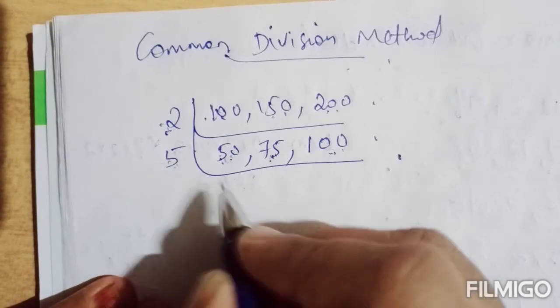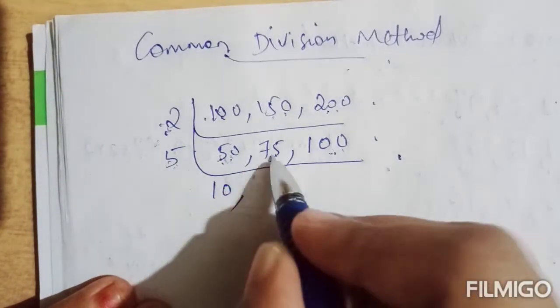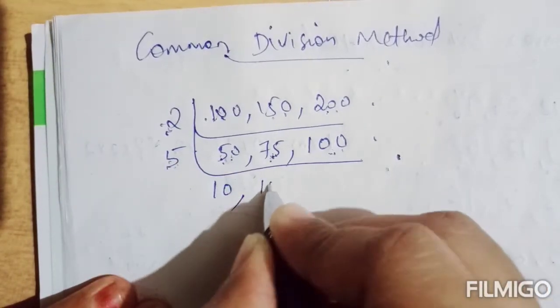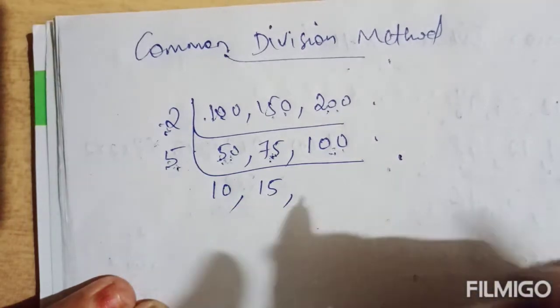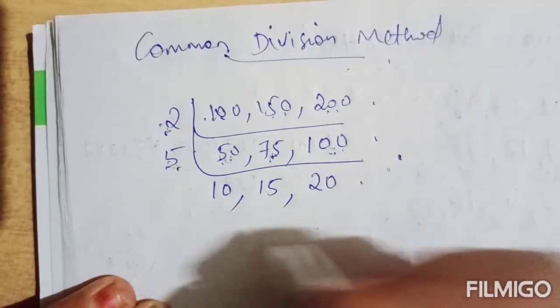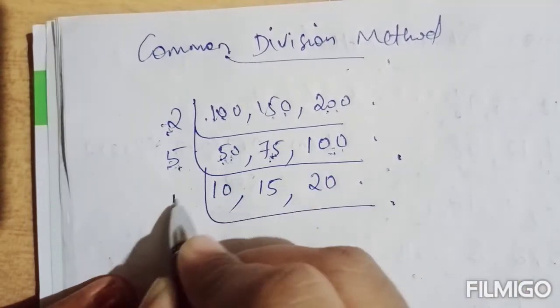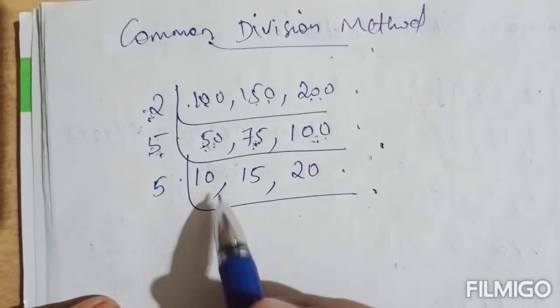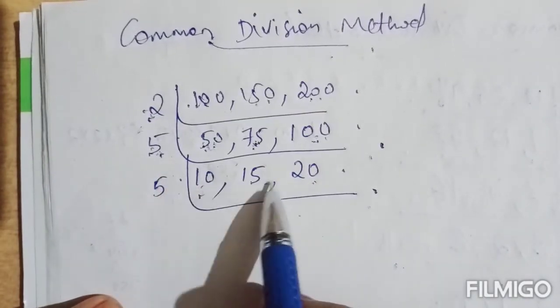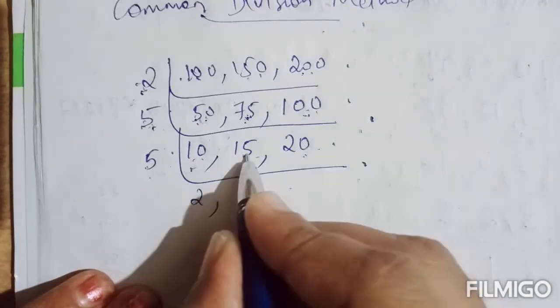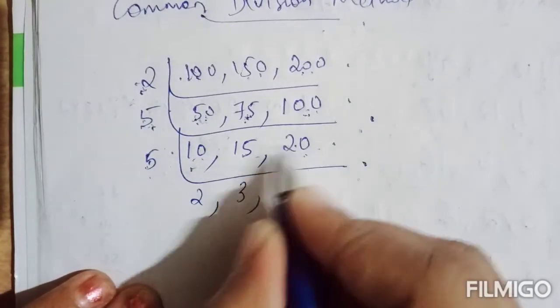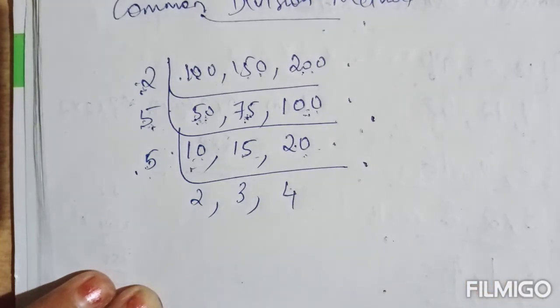Okay, 50 divided by 5, 10. 75 divided by 5, it is 15. 100 divided by 5, it is 20. Now here also we can select 5 for dividing. 10, 15 and 20, these three numbers are divisible by 5. 10 divided by 5, 2. 15 divided by 5, 3. 20 divided by 5, 4.